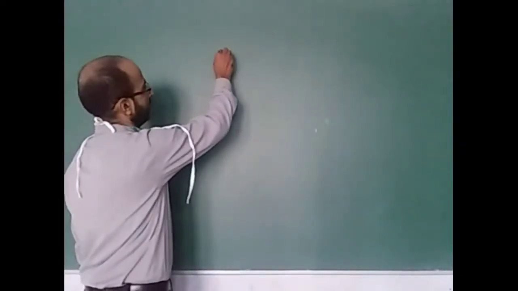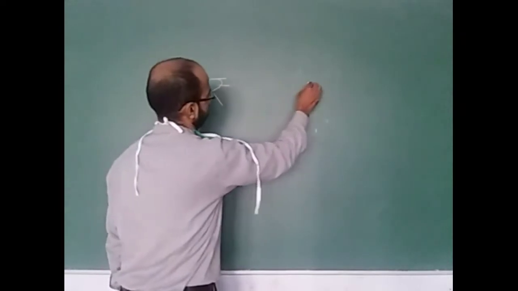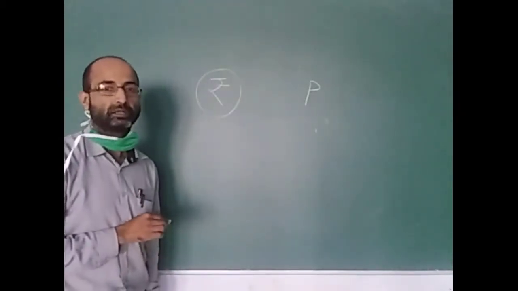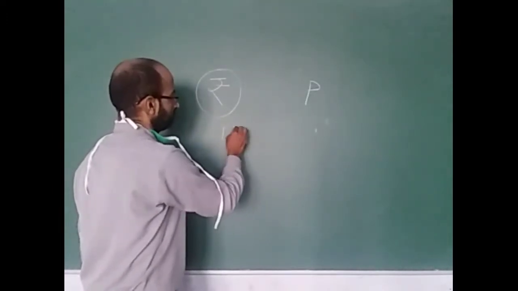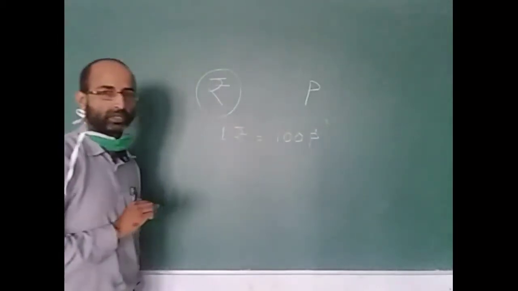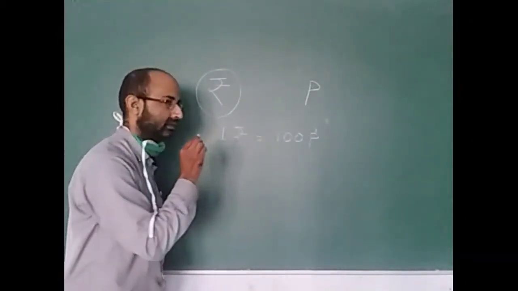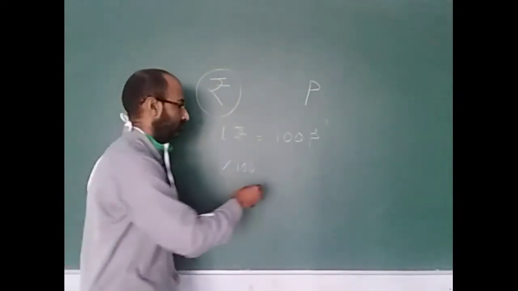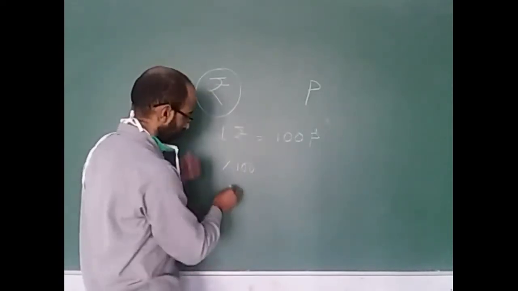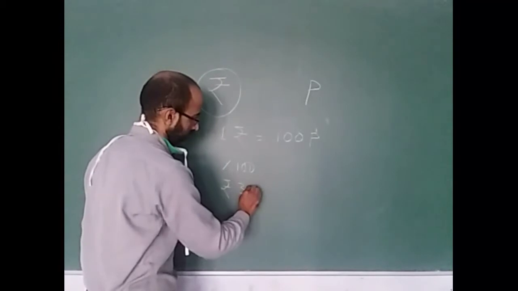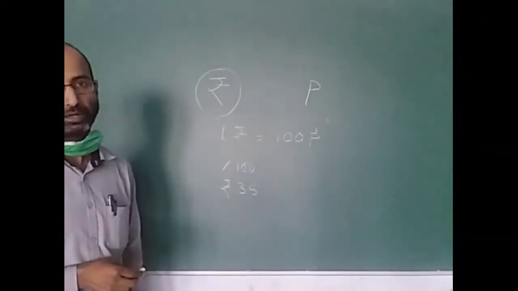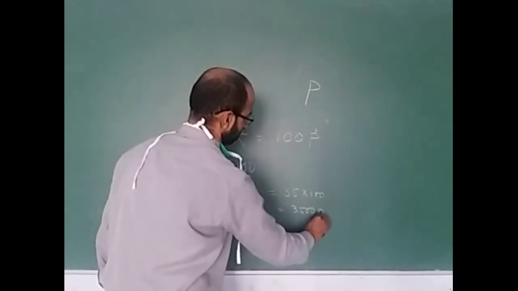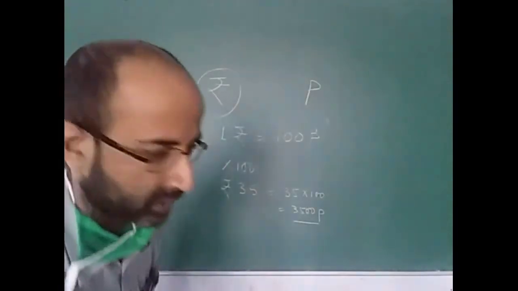So if we have to convert rupees into paise, nowadays we represent rupees by this symbol. We know that in 1 rupee there are 100 paise. So whenever you have to convert any number given in rupees into paise, multiply the given number by 100. For example, suppose we have 35 rupees and we have to convert it into paise, then we multiply 35 by 100, so we will get 3500 paise.